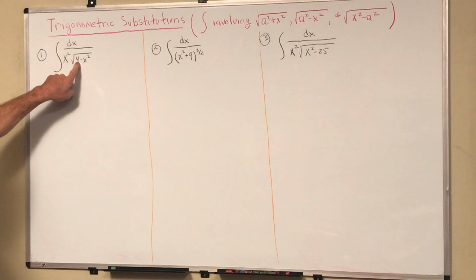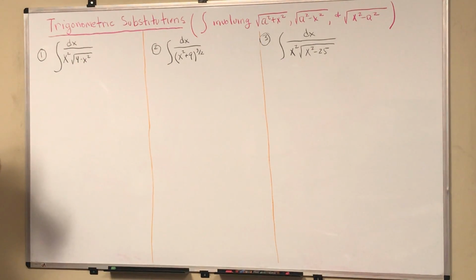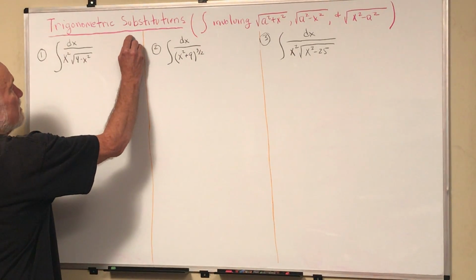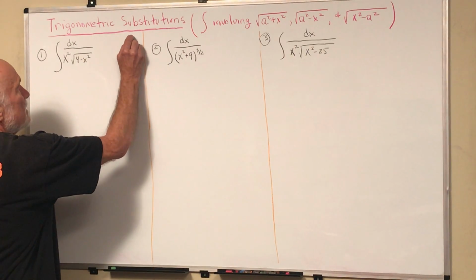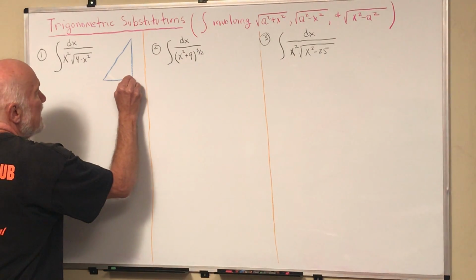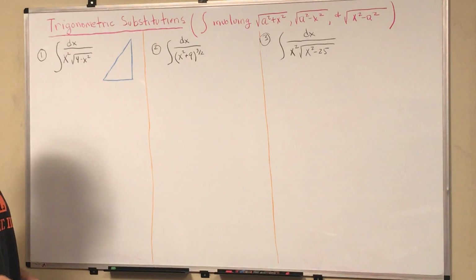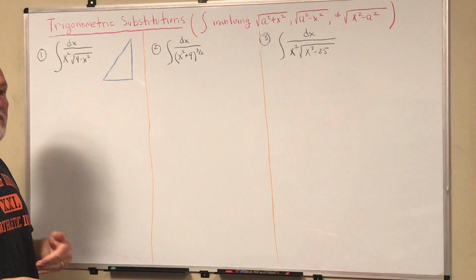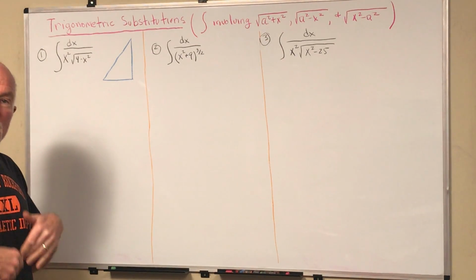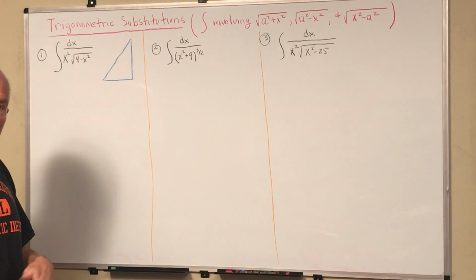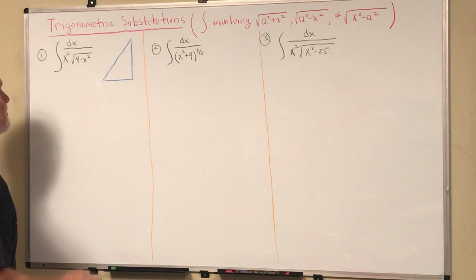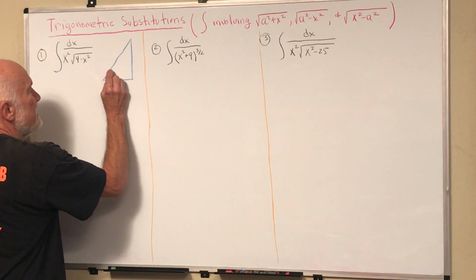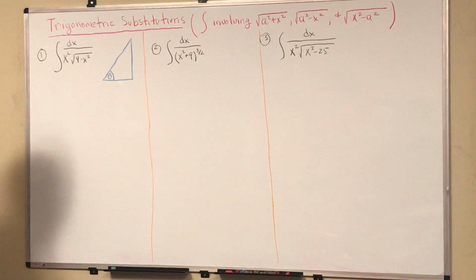And you can see that's the square root of a squared minus x squared. Always what you're going to do is set up a right triangle. And the variable that you're going to have in your new integral is going to be theta. It's sort of akin to a u substitution. This is like a theta substitution. So what we're going to do is make theta one of the angles in this right triangle.